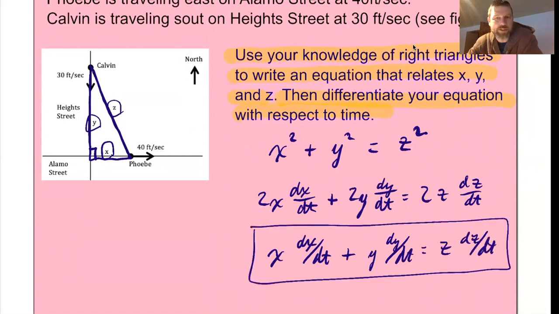All right, we just took that equation, x squared plus y squared equals z squared, and we took the derivative with respect to time. This may seem weird, like why are we doing that? Why do we care? The last problem is going to indicate why we care and why this thing is super useful.